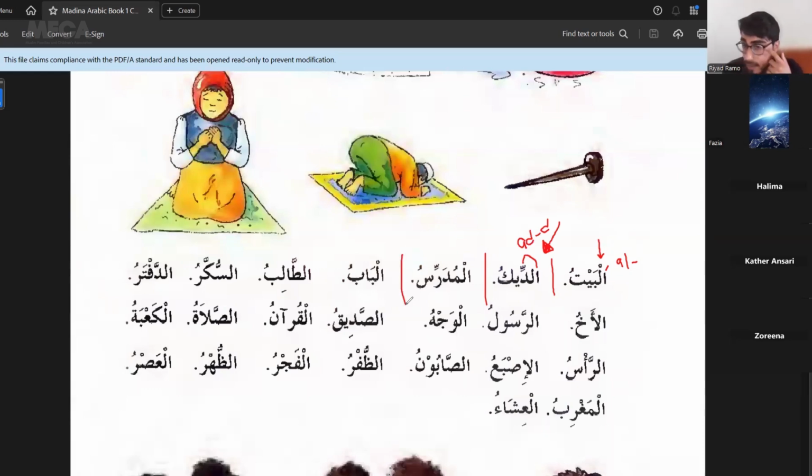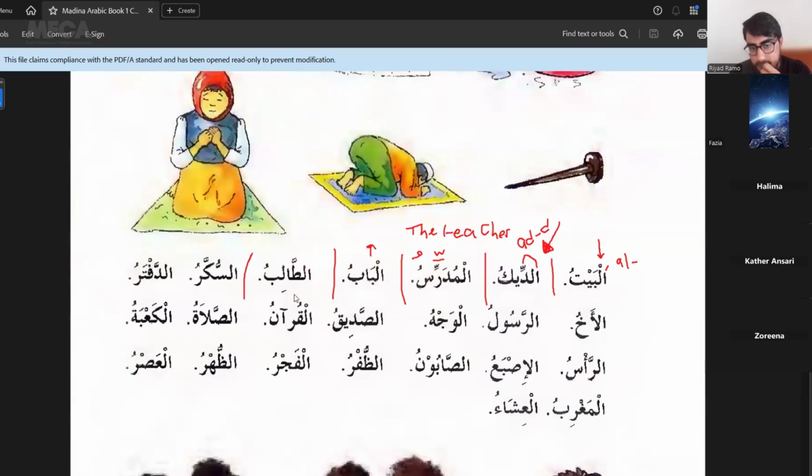Halima. Al-Mudarrisu. Mudarrisu. Very good. What does that mean? Student? No, the teacher. The teacher. Mudarrisu. Very good. Next one, Kauthar. Al-Babu, the door. Very good. Okay, Zarina.